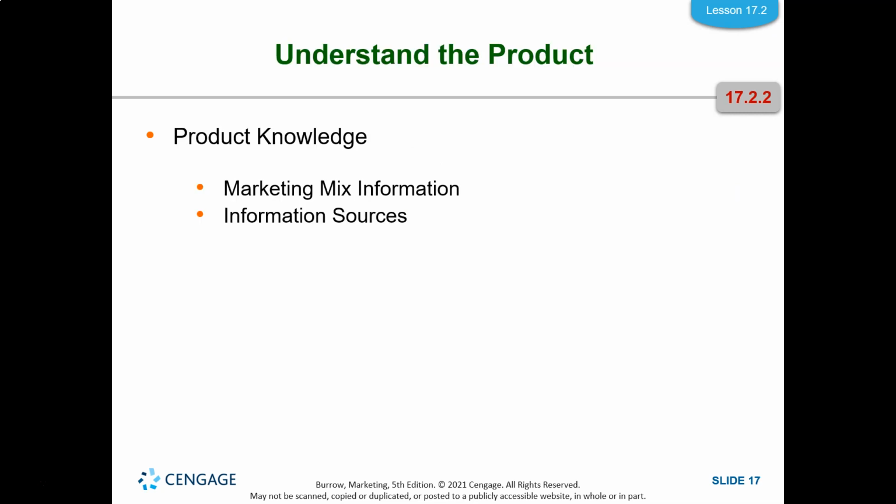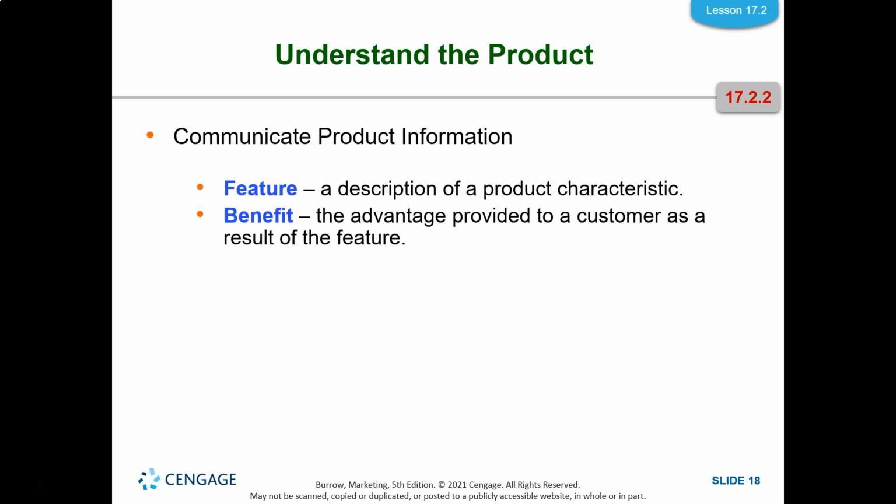Moving on to the next section, understanding the product. So product knowledge. You need to know the marketing mix information for your actual product or service, and then the informational sources, such as product catalogs and descriptions and that sort of thing. This section in the textbook starts on page 481 and goes through page 482 as well.